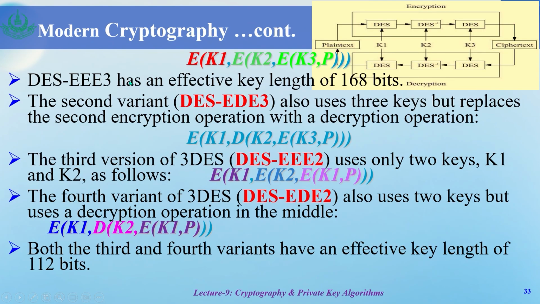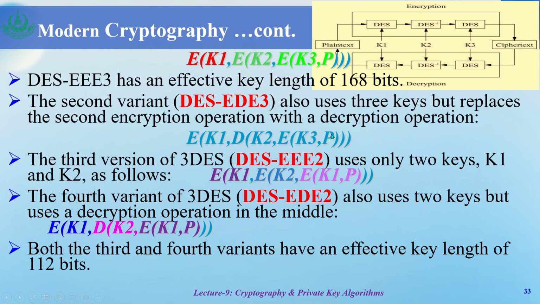This EEE3 has an effective key length of 168 bits. It encrypts using key K1, then encrypts again with K2, and then encrypts again with K3 on the plain text. The second variant of the 3DES algorithm, EDE3, also uses 3 keys but replaces the second encryption operation with a decryption operation. It first encrypts using key K1, then decrypts using key K2, and then encrypts with K3.